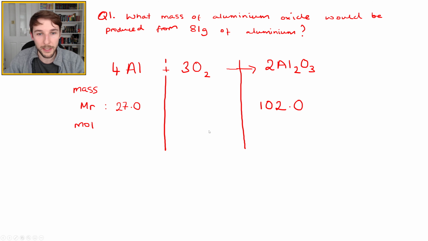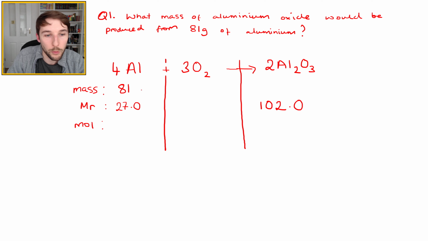Okay then, so what I've done here is laid out my columns and written mass, Mr and mole on the left hand side, and I've also written in there already for you these Mrs. So aluminium, a singular atom, would have an Mr of 27, and aluminium oxide 102 you should have got for that one. So let's now start putting in our data for these. So we've got 81 grams of the aluminium.